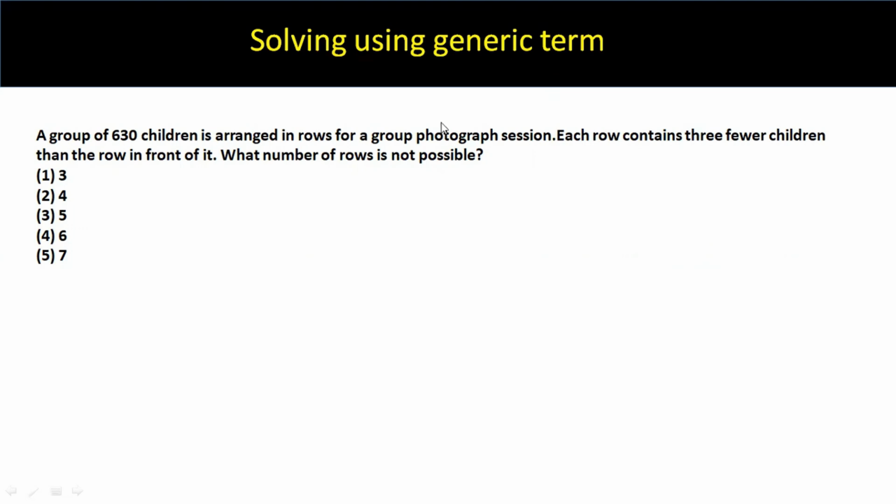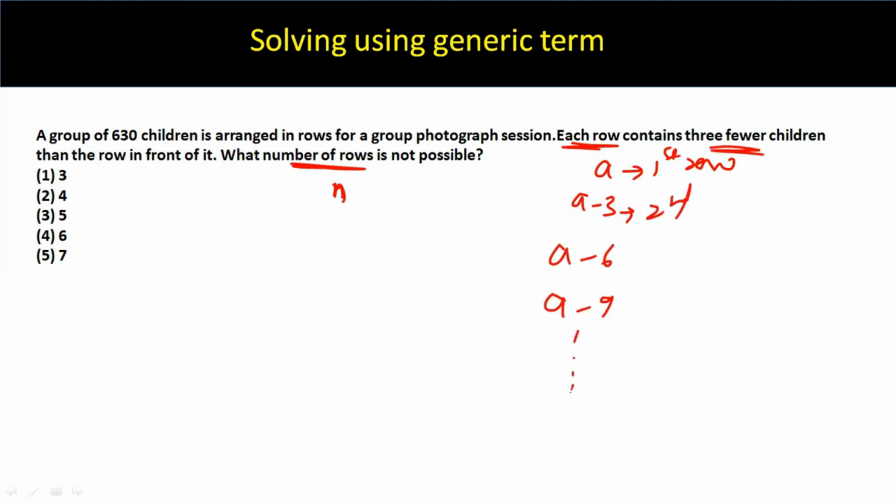Okay, we have the sum of the AP as 630. Students are arranged in a row for a group photograph session, right? Each row contains 3 fewer children than the row in front of it. So let's say we have A students in the first row, and a total of n rows, because this is what you have to calculate. First row has A, second row has 3 fewer students, so A minus 3 in the second row. Then we will have A minus 6, A minus 9, and so on.